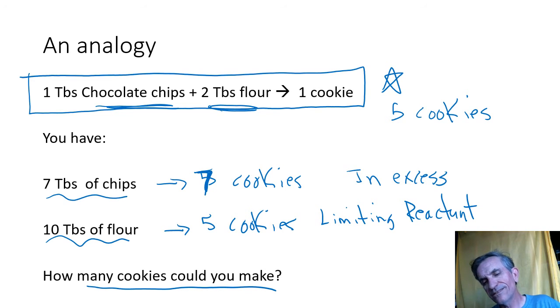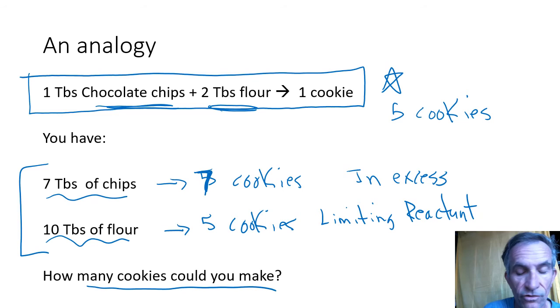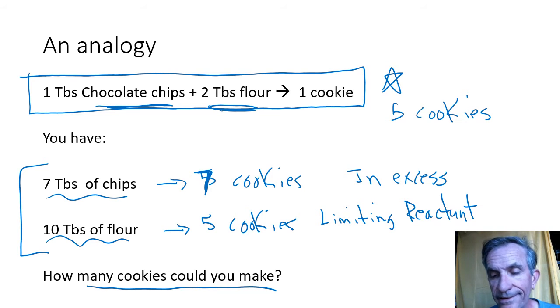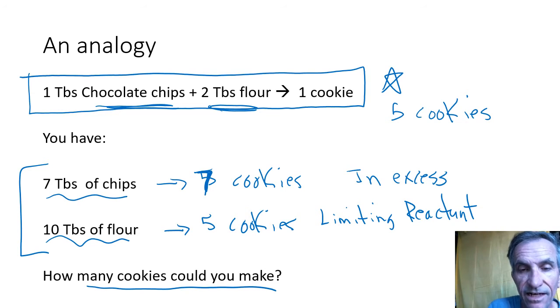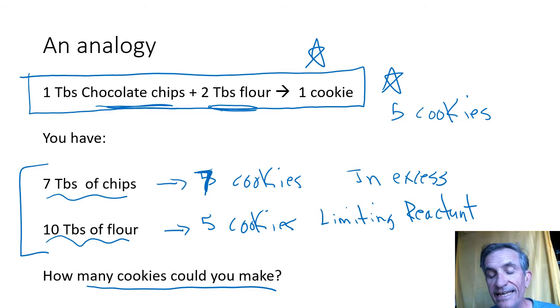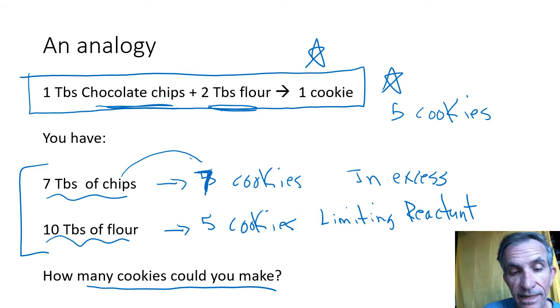So we're going to do kind of the same thing in our chemical reaction. If you know the amount of both ingredients, to see how much stuff we can make, we're going to calculate how much we can make based on each ingredient. Based on the chips, I can make 7 cookies. Based on the flour, I can make 5 cookies.